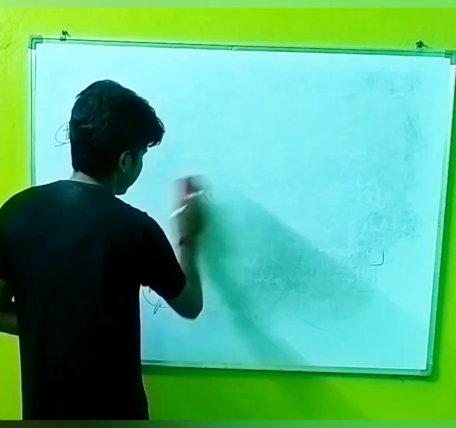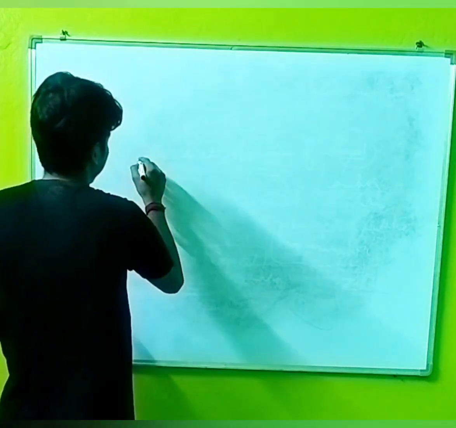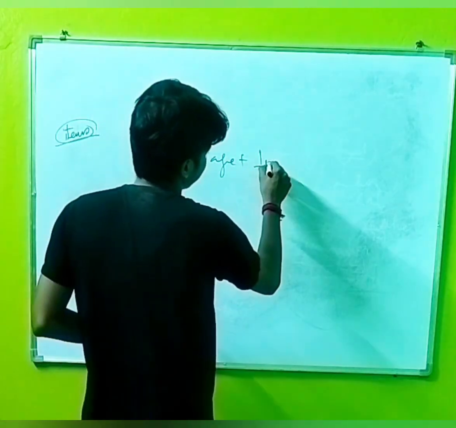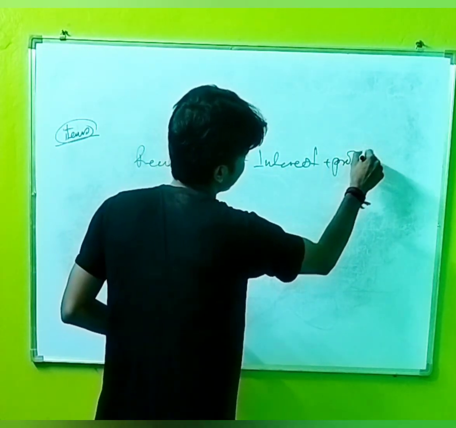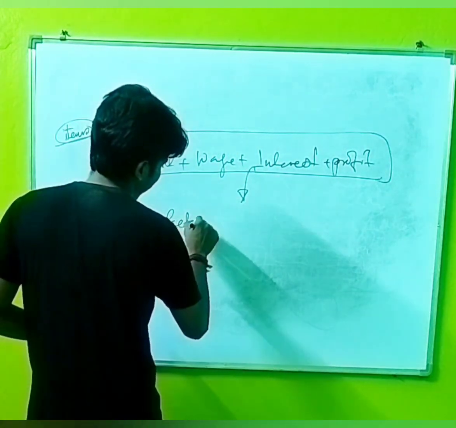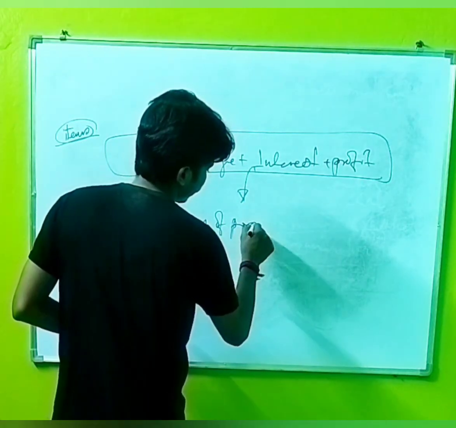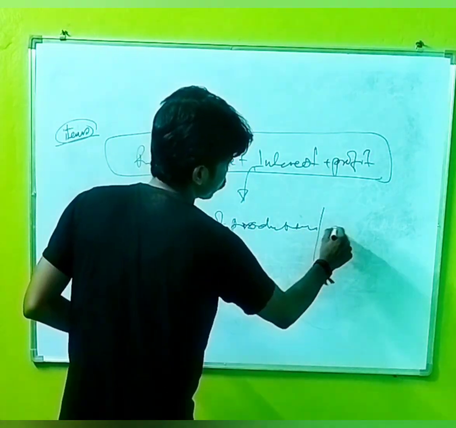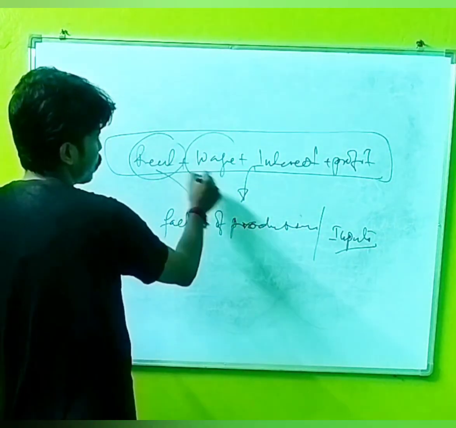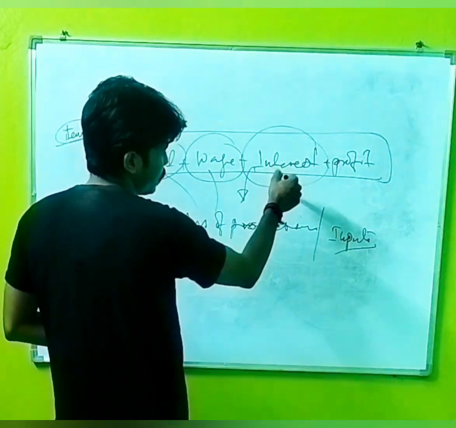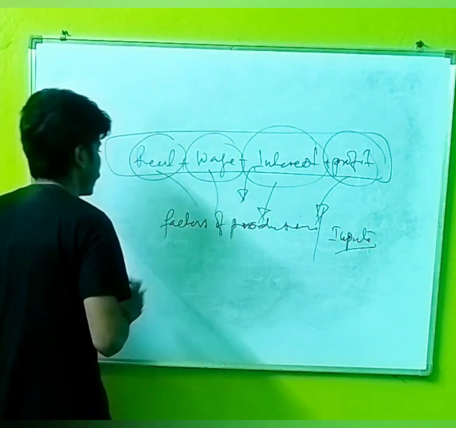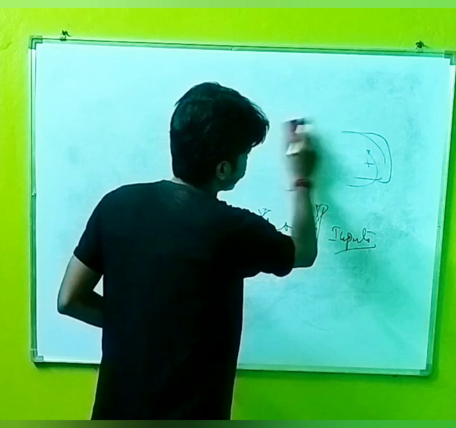Now distribution is like rent plus wage plus interest plus profit. So these four things are distributed among the different factors of production. These factors are also called inputs. So distribution of rent is there to the land, distribution of wage is there to the labor, distribution of interest is there to the capital provider, and the distribution of profit is to the organization. So that is the distribution.